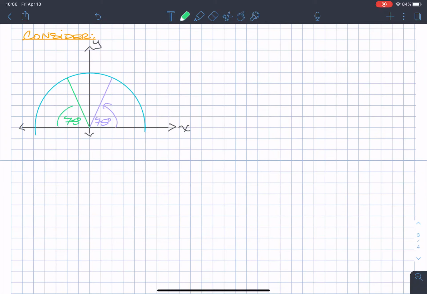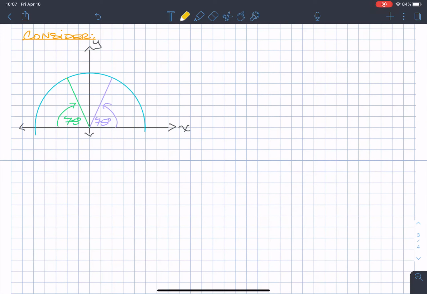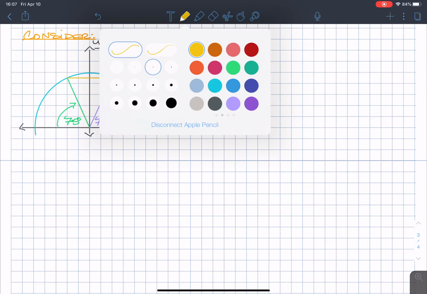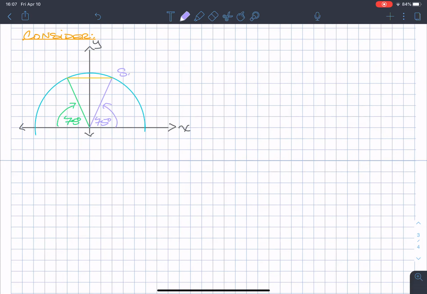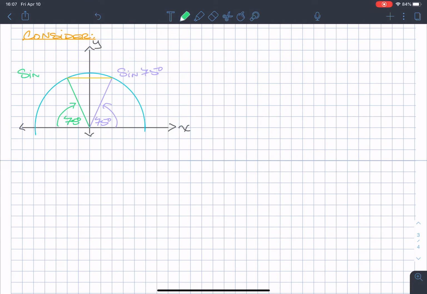75 and 105 is 180. So these are both the same reference angles, which means that the value for sine, the y-coordinate, is exactly the same. So sine of 75 degrees is going to be exactly the same as sine of 105 degrees, okay? Because they're at the same reference angle with respect to the x-axis, namely 75.